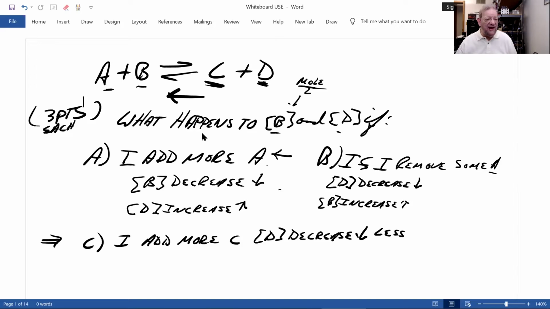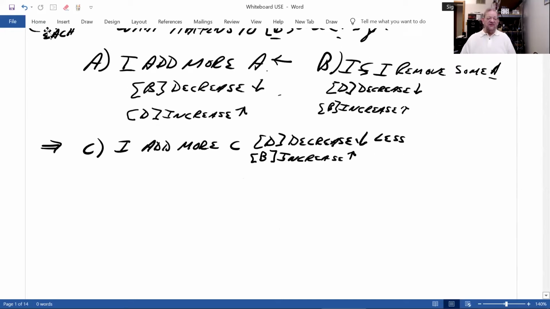Now, C and D make more A and B to get rid of the excess C. So if I'm making more A and B, because the reaction is going this way, what happens when you make more of something? That's better. When you make more of something, the amount you have increases. There's an increase, or you can say you have more. And that's Le Chatelier's principle.